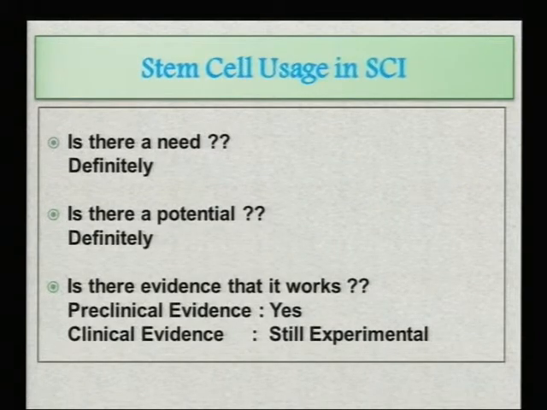So, to conclude, is there a role for stem cell usage in SCI? There is definitely a need, as we've talked about, and there's definitely a potential. There is preclinical evidence. So we should use stem cells as transplantation and not as therapy right now, because it is still experimental. We should do ethical research so that we are ultimately able to find a cure for these hapless patients. Thank you.